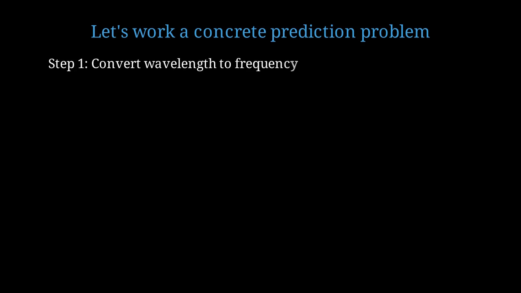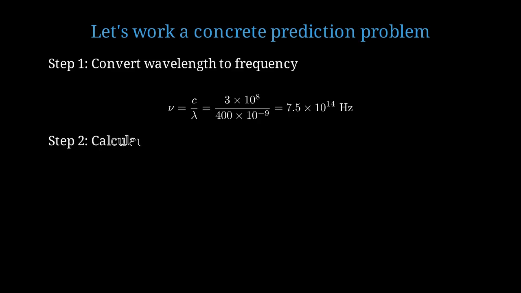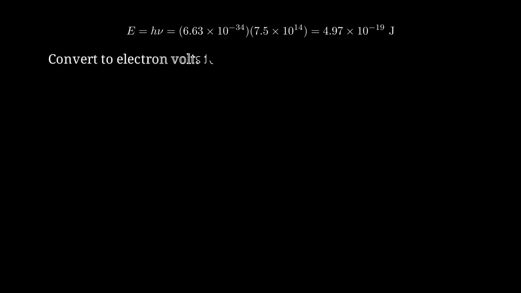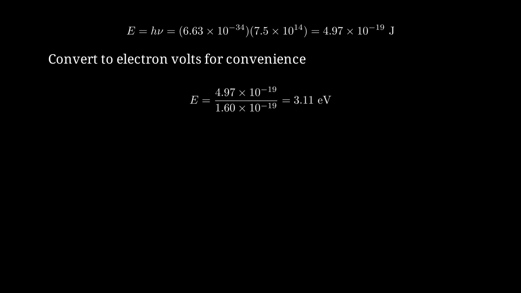First, convert wavelength to frequency using c equals lambda nu. Nu equals c over lambda equals 3 times 10 to the 8th divided by 400 times 10 to the minus 9 equals 7.5 times 10 to the 14th hertz. Calculate photon energy using E equals h nu. E equals 4.97 times 10 to the minus 19 joules. Let's convert to electron volts. Divide by e. E equals 3.11 electron volts.